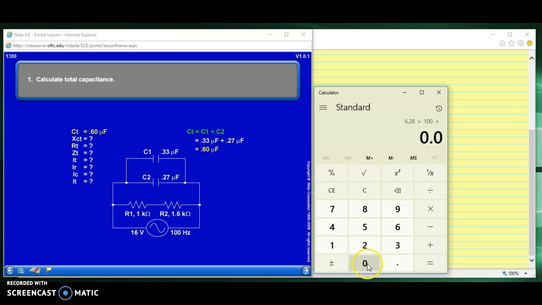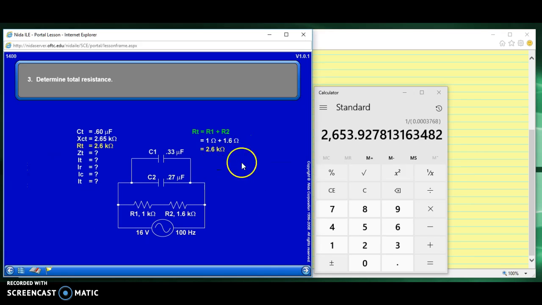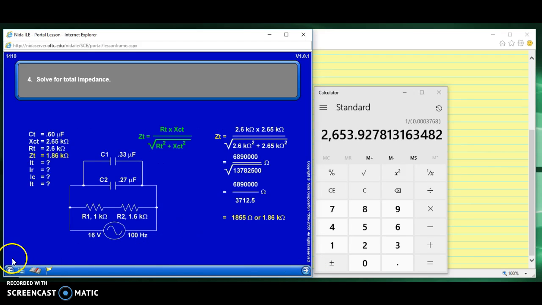So 0.6 microfarads: 1, 2, 3, 4, 5, 6. So that is 0.6. Divide that into 1, and we get 2653 ohms, or 2.653 k. Let's see what they came up with. Yep, 2.65 k ohms. So we got that. So now our total resistance, that's easy. Add them together. 1 plus 1.6, 2.6 all day long. So we got that. So jump to the next slide.